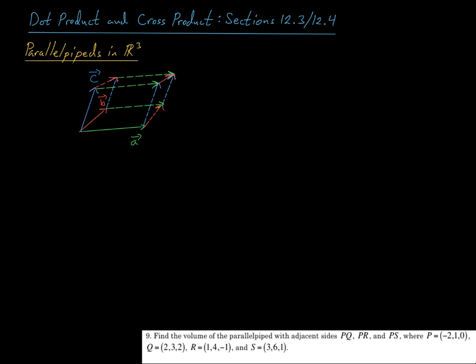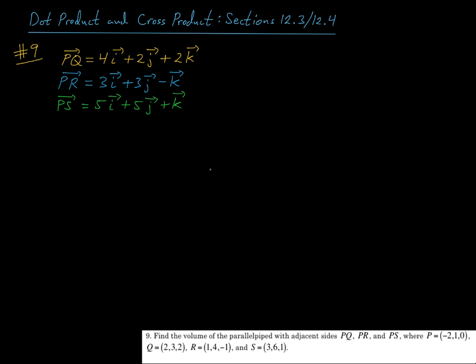Finish things out, make a little space here. Looking at number 9, it says find the volume of the parallelepiped with adjacent sides PQ, PR, and PS, and you're given the coordinates of P, Q, R, and S. I'm going to first form the vectors PQ, PR, and PS. Those are going to be the A, B, and C for my distorted box.